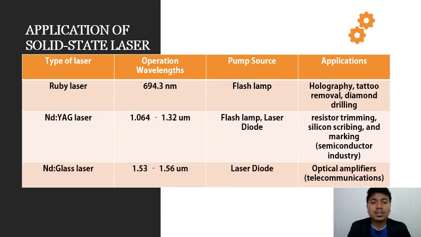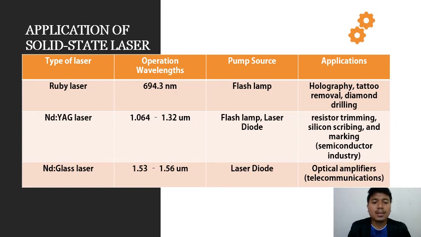For the second one, the YAG laser has been used in resistor trimming, silicon scribing, and marking. Mostly, the YAG laser has been used in the semiconductor industry. The operation wavelength for the YAG laser is between 1.064 and 1.32 micrometers, and the pump source for it is the flash lamp and laser diode.